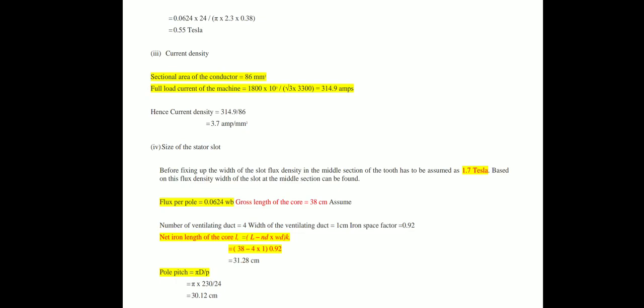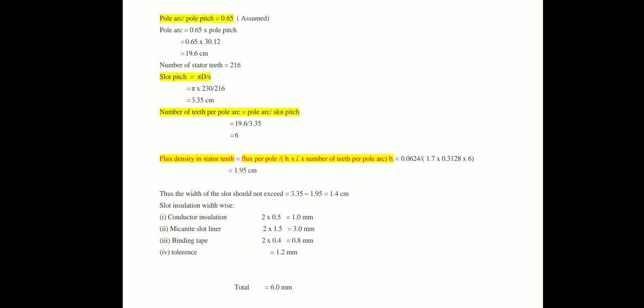Pole pitch is pi D upon P, equal to pi into 230 upon 24. Calculate this. 30.12 centimeter is the answer. Pole arc by pole pitch is equal to 0.65, which has been assumed. Pole arc is equal to 0.65 into pole pitch. Number of stator slots is equal to 216. Slot pitch is given by the formula pi D by S. Put the values, you will get slot pitch equal to 3.35 centimeter.